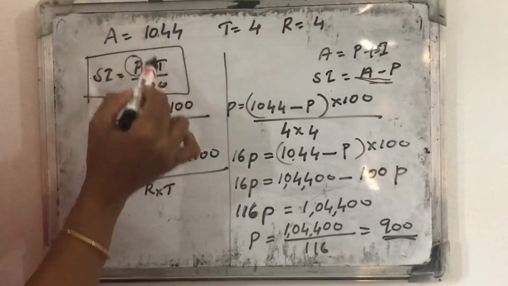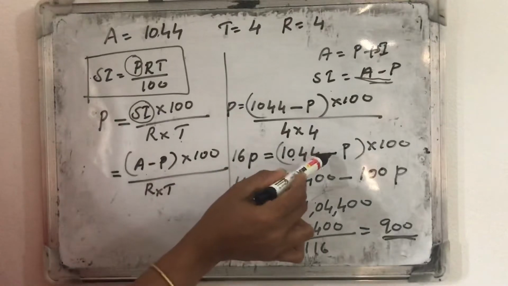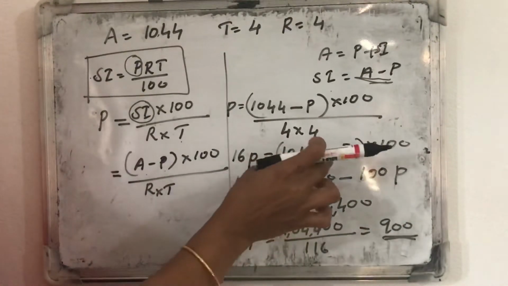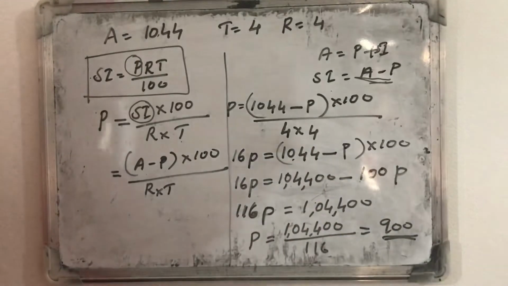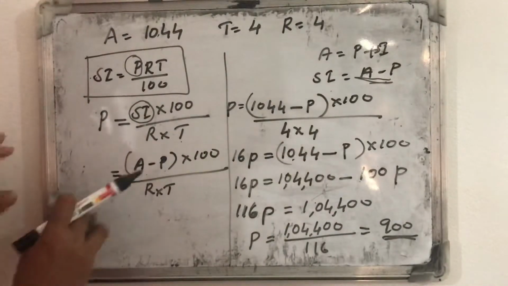Then A is given 1044 and P we are finding. So instead of P write P itself. Then from this algebraic equation we are solving for the unknown P. Then we will get this type 900. Okay, one more question. Sixth question also we can discuss.